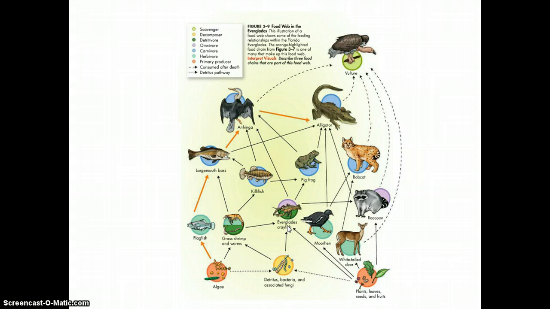You can also see that these categories of detritivores, herbivores, carnivores, and scavengers are not so clear-cut. Sometimes detritivores like crayfish will eat shrimp and algae. The orange lines in this food web show one particular food chain. But as you can see, you could follow many food chains within this food web.